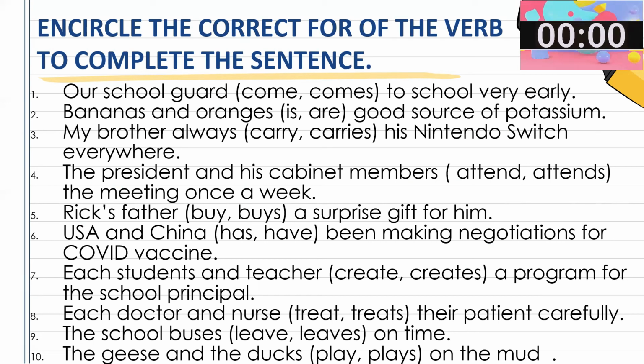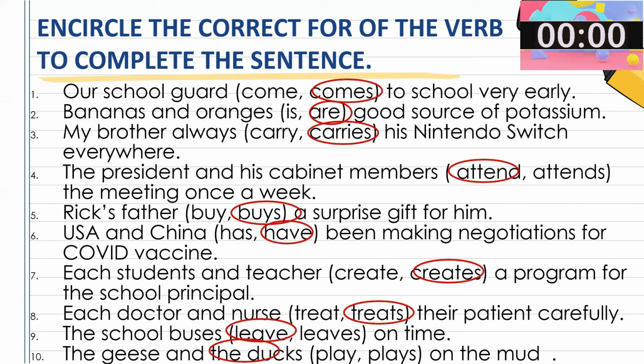And now, let us check the answers to this activity. Number 1, our school guard comes because guard is singular. Bananas and oranges should be are because it's a compound subject. My brother always carries, because our subject is brother. Fourth, the president and his cabinet members attend. Why? Because president and cabinet members are different entities, giving us a compound subject. 5. Rick's father buys a surprise gift for him. The subject is father, so therefore our verb should be buys.